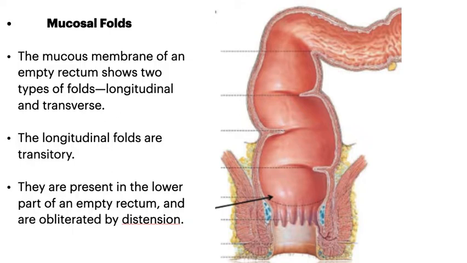Very important are the mucosal folds found inside the rectum. This is the interior of the rectum. You can see that the mucous membrane of an empty rectum shows two types of folds. We have the longitudinal folds and then we have the transverse folds. The longitudinal folds are transitory. They are present in the lower part of the empty rectum and they get obliterated by distension.